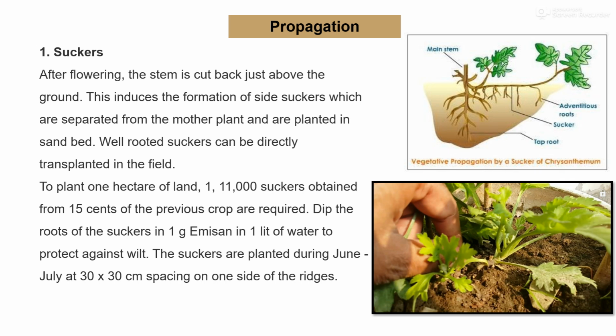To plant 1 hectare of land, we need about 1 lakh 11,000 suckers, obtained from 15% of the previous crop. Dip the roots of the suckers in 1 gram of Emisan in 1 liter of water to protect against wilt. Suckers are planted during June-July at 30 by 30 centimeter spacing on one side of the ridge.